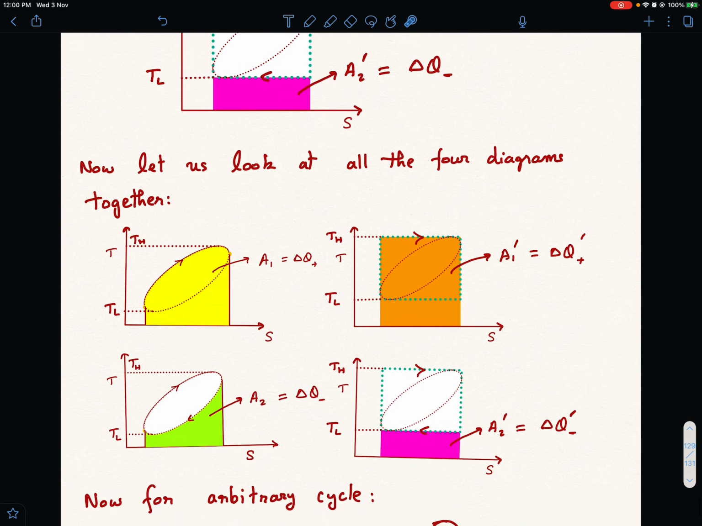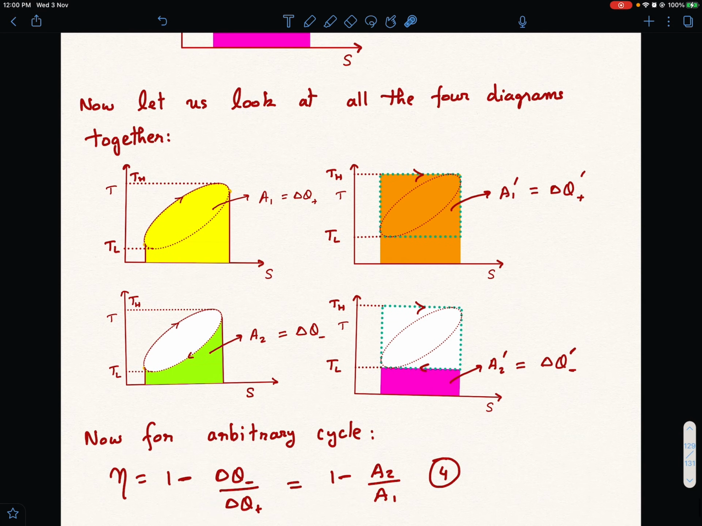So now, since I have shown all the four areas, let's look at all the four diagrams together. We can see that for the arbitrary cycle, the yellow shaded area is the positive heat supplied, and the orange shaded area is the positive heat supplied for the corresponding Carnot cycle. And clearly we can see that the orange shaded area is greater than the yellow shaded area, because the orange is going below this ellipse-like line. So obviously this orange area must be greater than the yellow area, right?